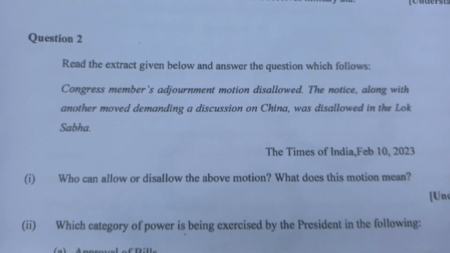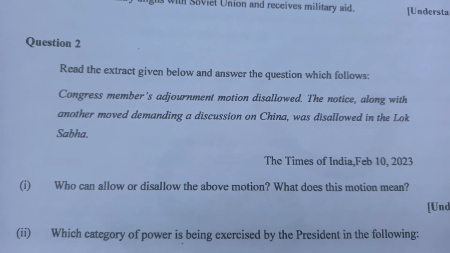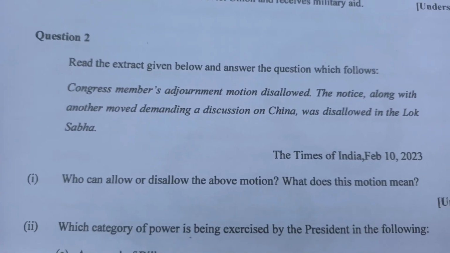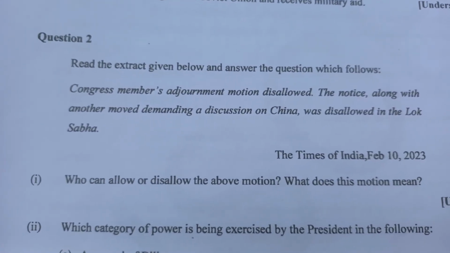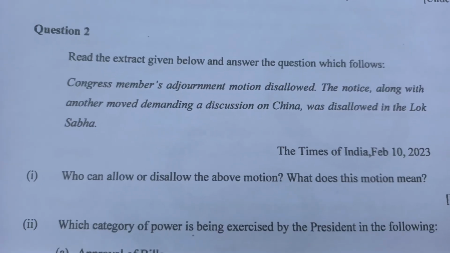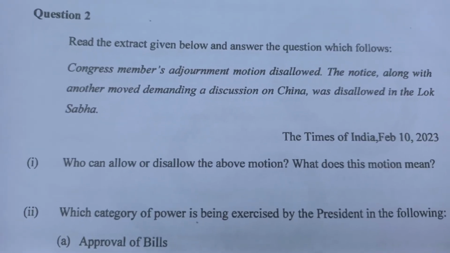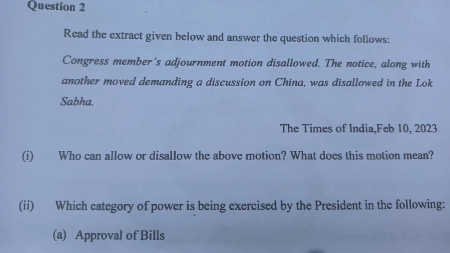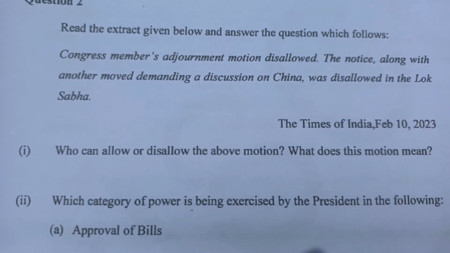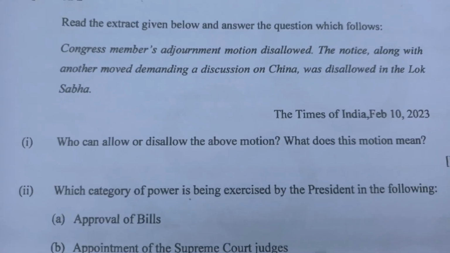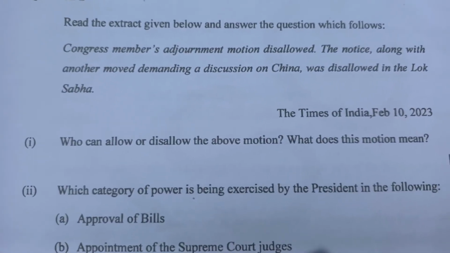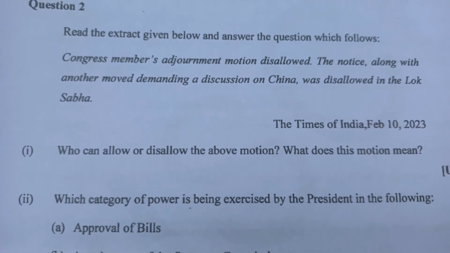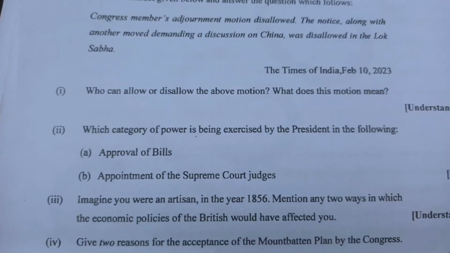Next, question number 2. Here we have to answer the questions. So here the article is given there. Congress members adjournment motion disallowed. The notice along with another moved demanding a discussion on China was disallowed in Lok Sabha. So here the first question is, who can allow or disallow the above motion? What does this motion mean?